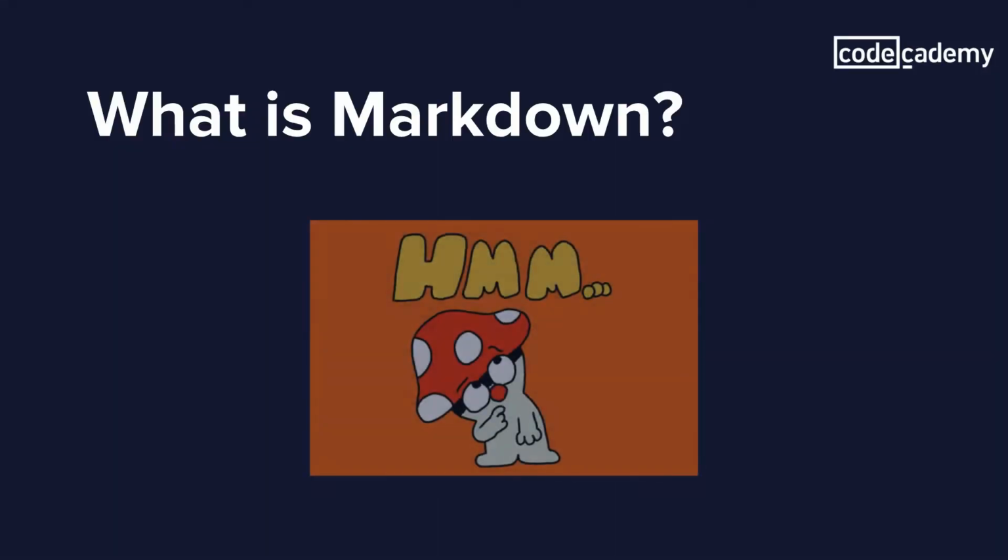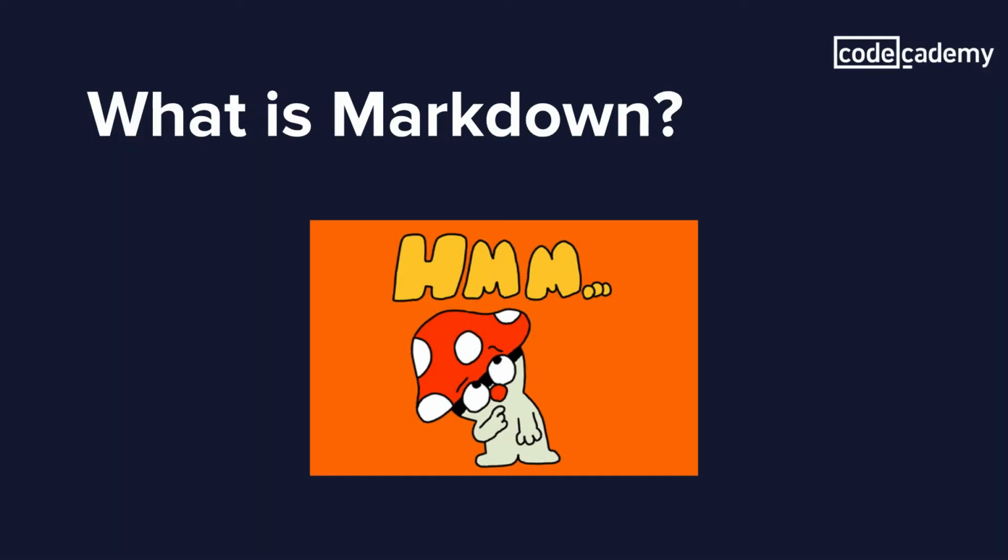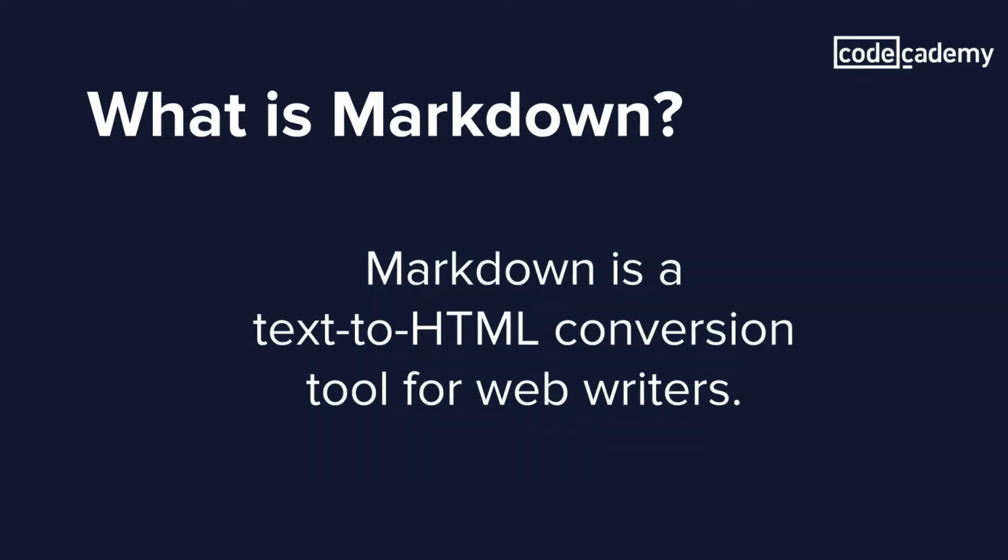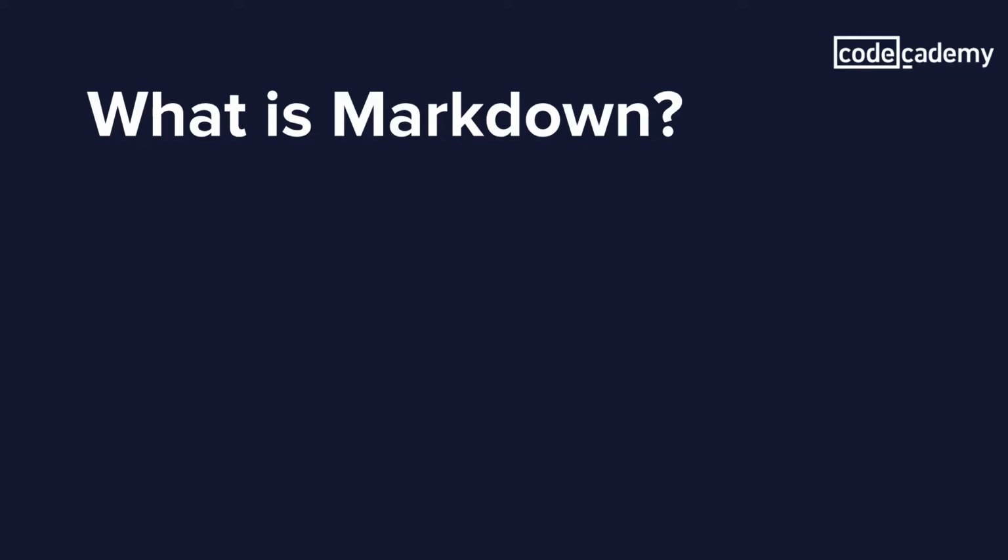So what exactly is Markdown? Why do we use it? And how do we use it? Well, in simple terms, Markdown is a text-to-HTML conversion tool for web writers. So Markdown allows us to write using an easy-to-read, easy-to-write plain text format and then convert it structurally to valid HTML. With this definition, Markdown is essentially two things.